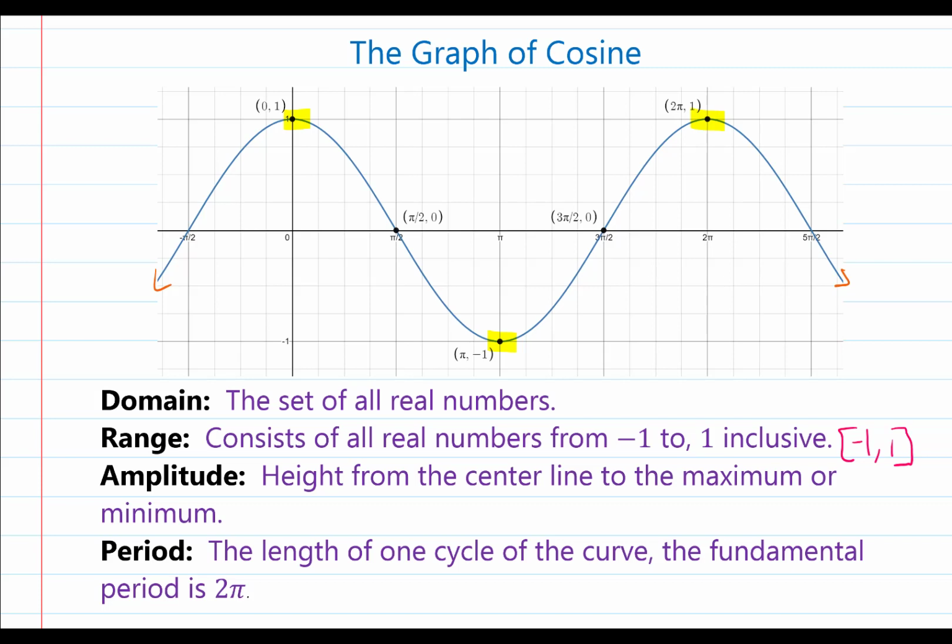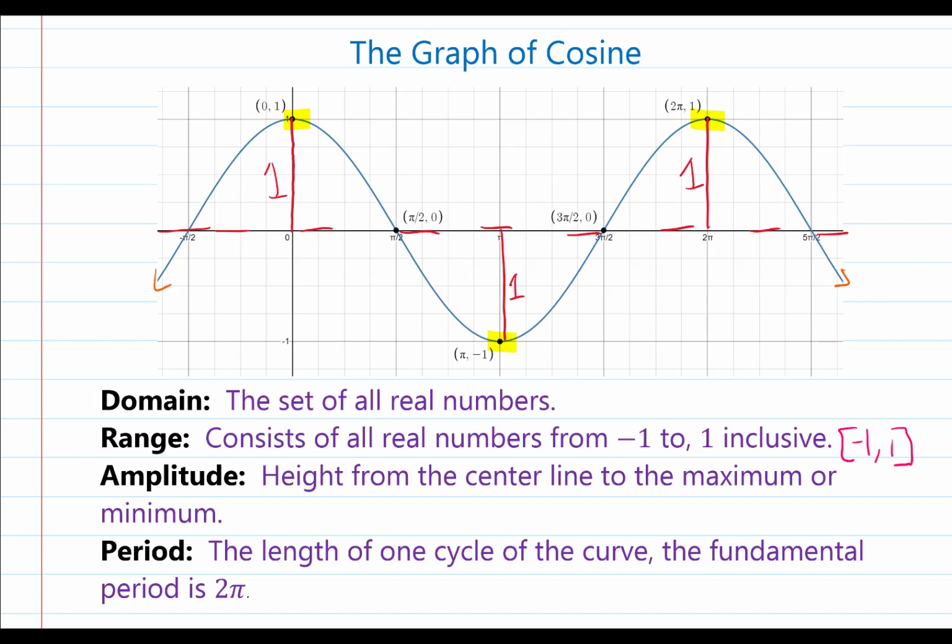The amplitude is the height from the center line to the maximum or minimum of the graph. So the center line in this case is the x-axis. I've also heard this called the midline. And so the distance from the center line or midline to the minimum is 1 unit, which is true for all basic cosine functions. And then the distance from the midline or center line to the maximums is also 1 unit. And again, this is true for all basic cosine functions.